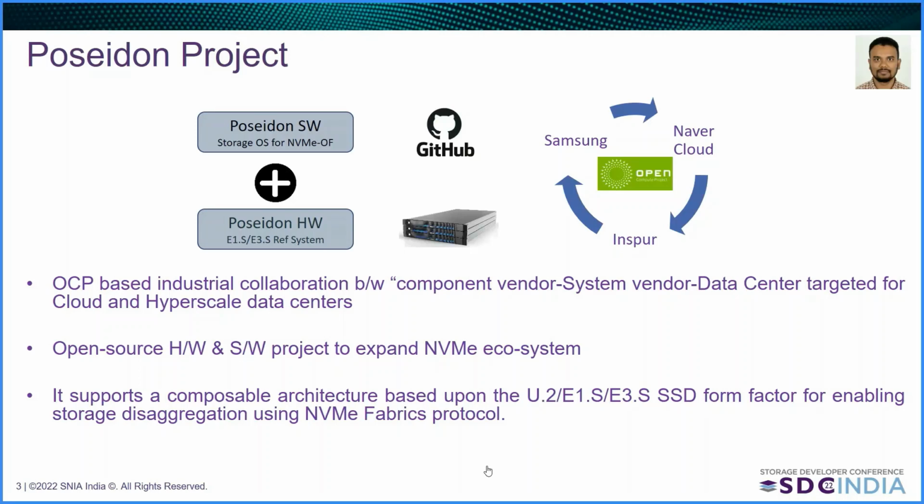Poseidon is an open source NVMe fabric solution developed by a joint collaboration between Samsung, Inspur and Never Cloud. It is targeted for cloud and hyperscale data centers. Poseidon hardware supports a composable architecture based upon the U.2, E1.S, E3.S SSD form factors for enabling storage disaggregation using NVMe fabric protocol. The Poseidon OS, also called POS, is a lightweight storage OS that offers best performance and storage features over a fabric network. Since Poseidon system is co-designed for both hardware and software, it commits to provide all the vital features of a NVMe fabric solution.